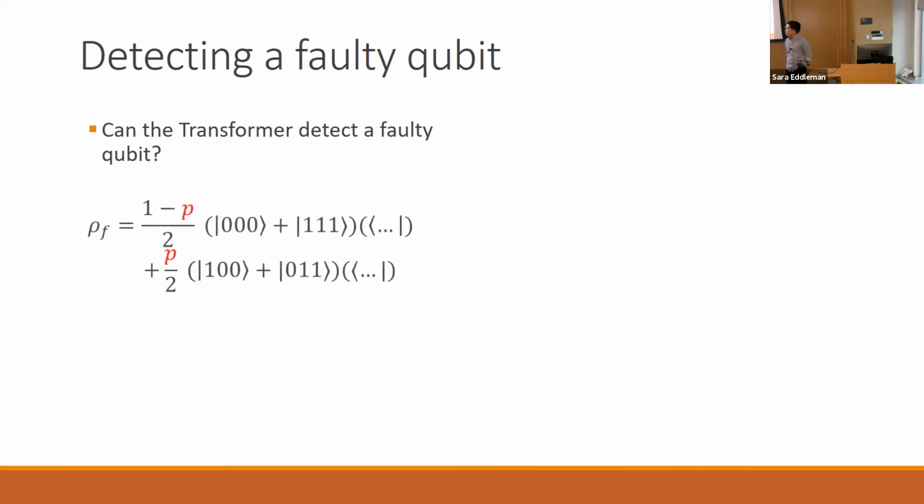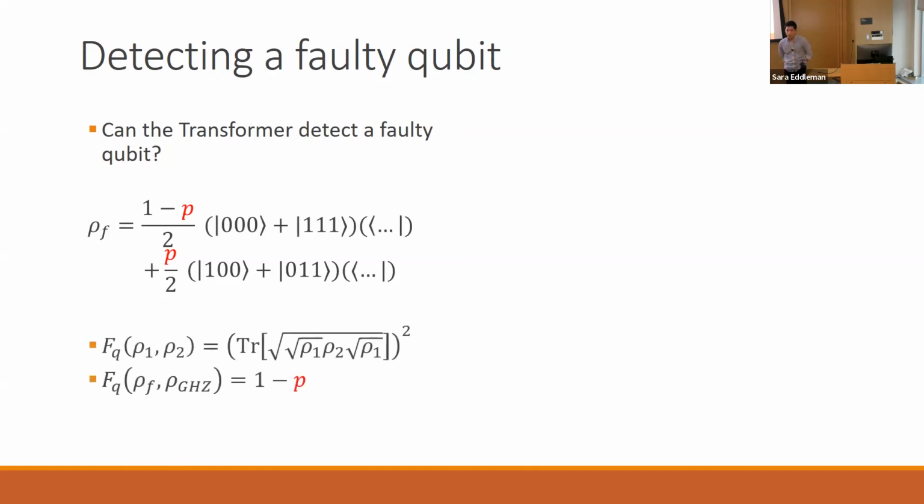Exactly. Good. And so the next question that we like to answer is, can the transformer detect a faulty qubit? In order to do this, we introduce a very simple error model where a single qubit has a probability p of being flipped between 0 and 1. And we'll measure the accuracy of reconstruction by using the exact quantum fidelity, which we're able to calculate because of our small system size. We'll find that the fidelity should be like 1 minus p, so that we should be able to read off p just by looking at the reconstructed quantum fidelity.